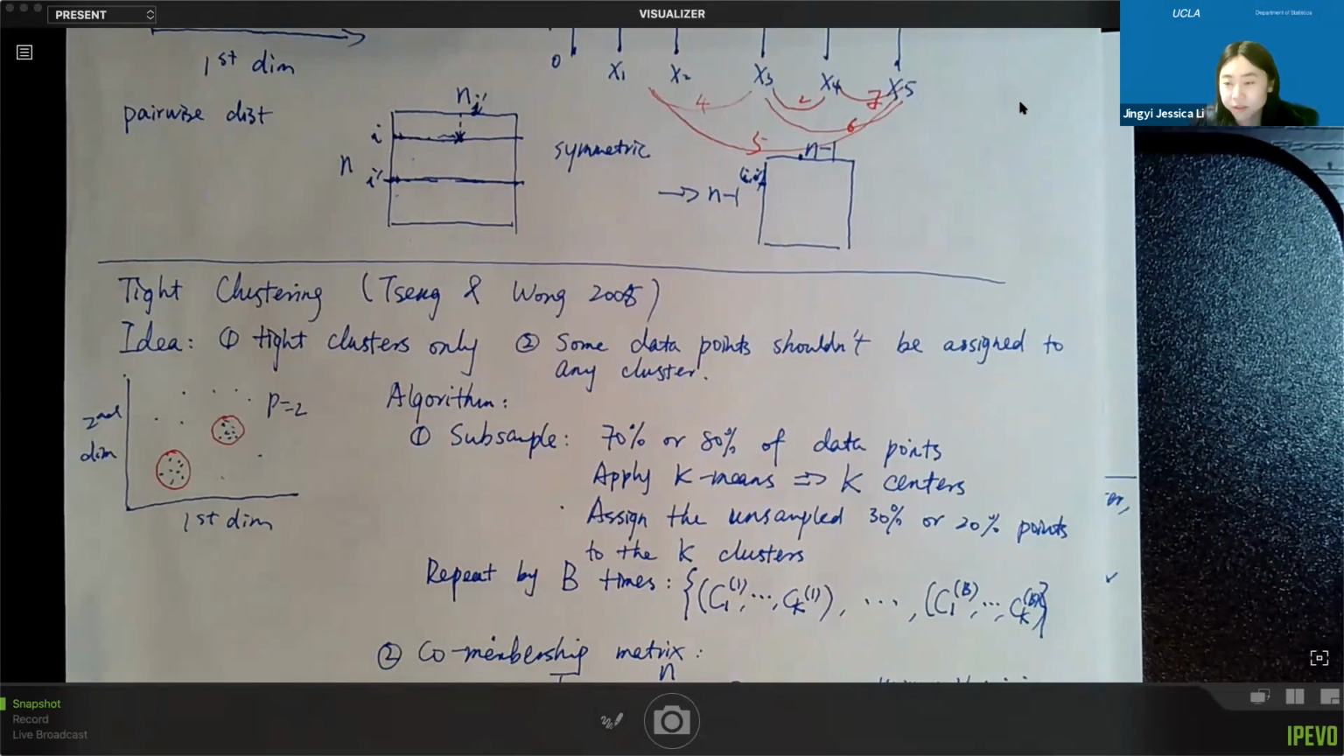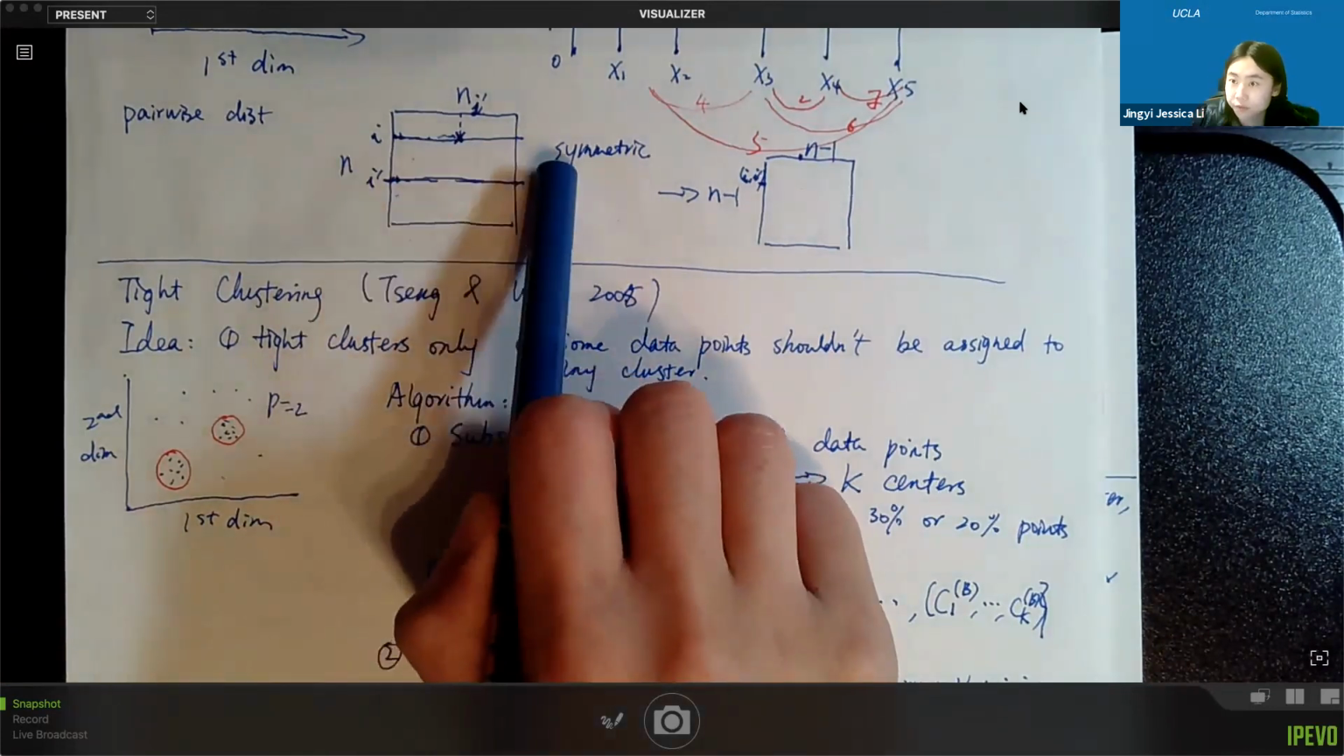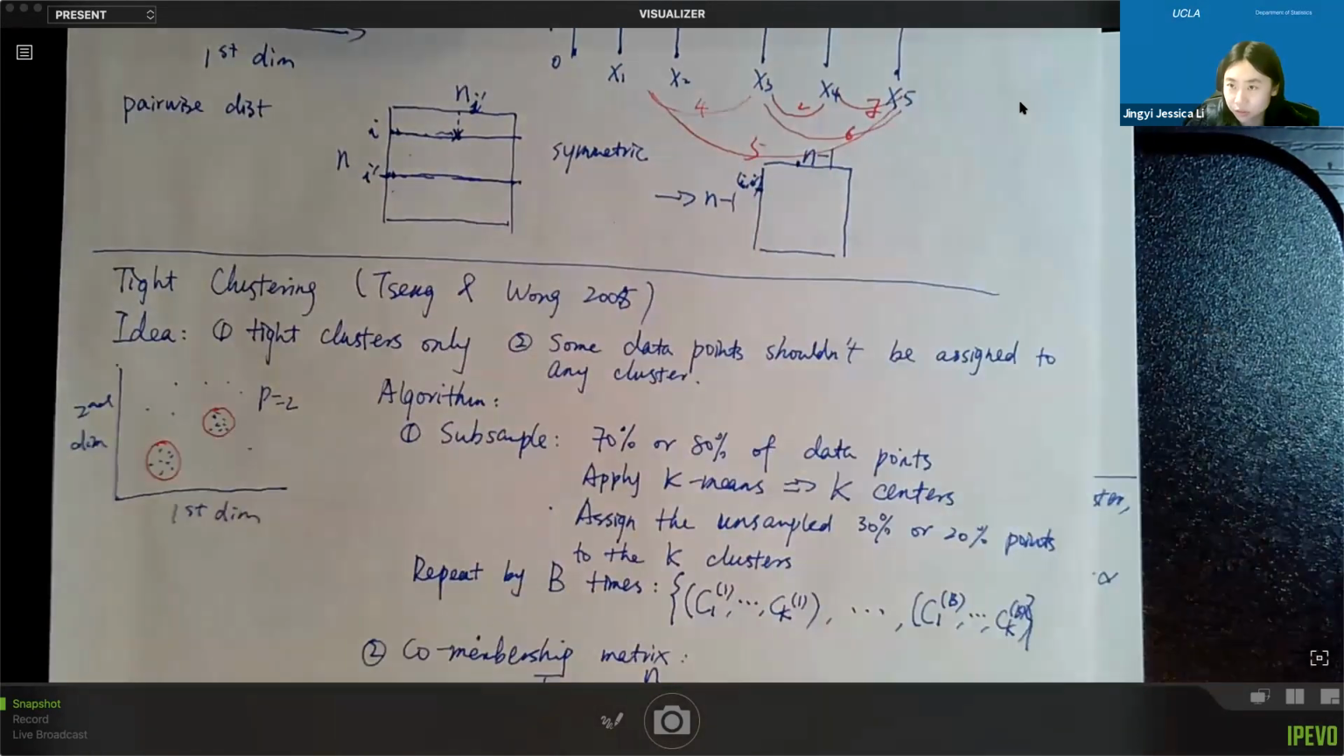You can do that. But in that case, you don't know what the threshold should be, because the distance here can go from 0 to positive infinity. It's a very big range. How do you set a threshold? That's not a very easy question.